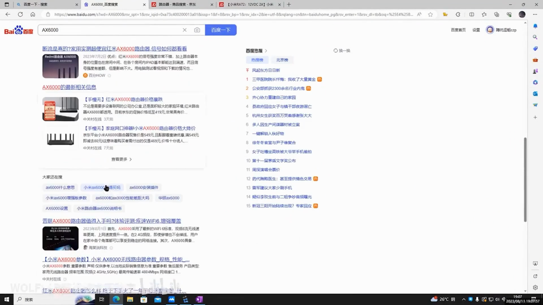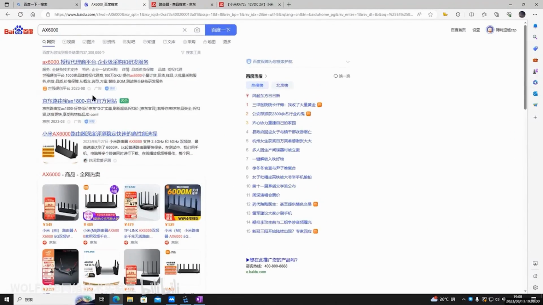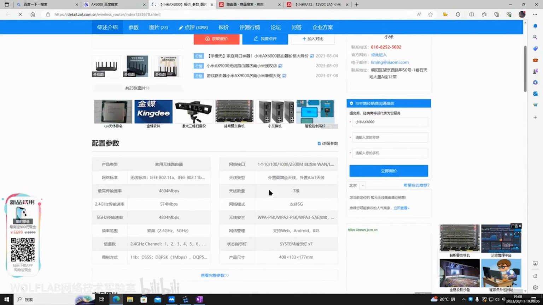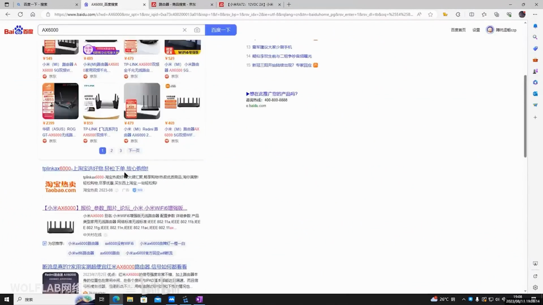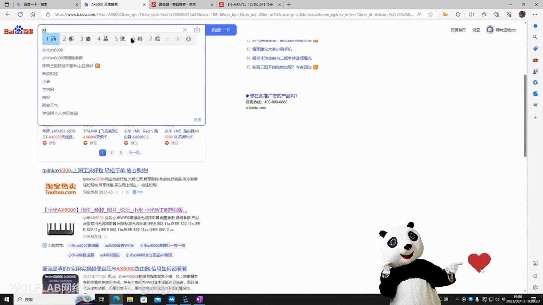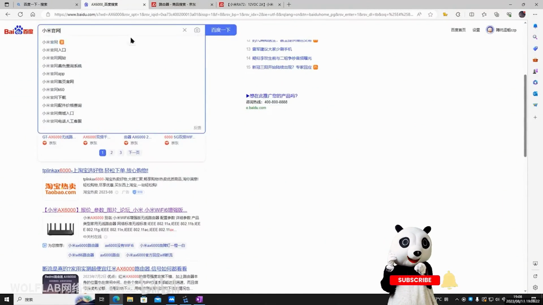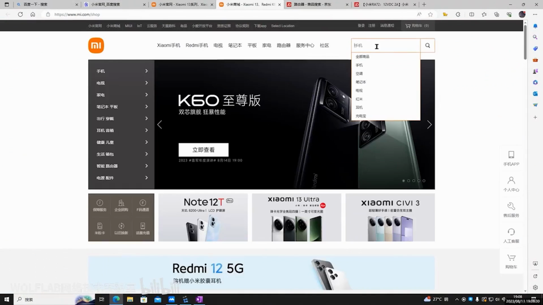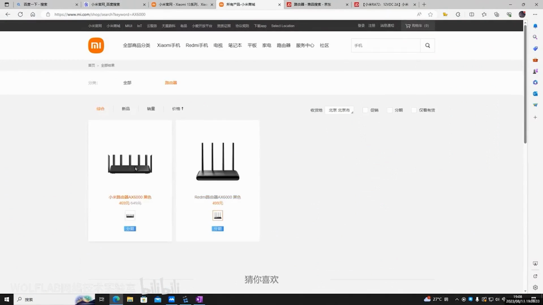It's best to see the official website information. It's best to search on Xiaomi's official website for information related to the router, but the network standards are not displayed here. Let me look further. Go directly to Xiaomi's official website. I haven't searched Xiaomi's official site in a long time. See if I can find it. That's right, it's this one. It should have a specifications page. So look, this is the protocol standard supported by this router.